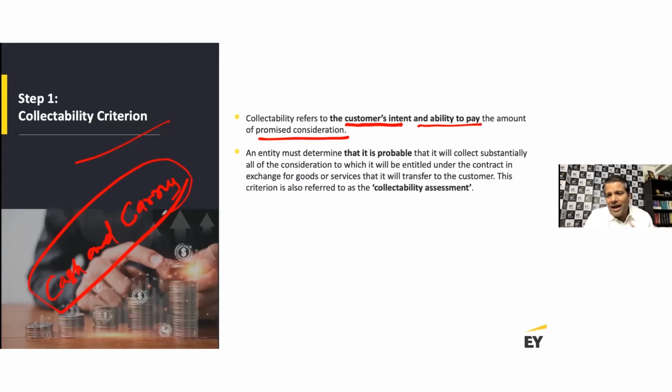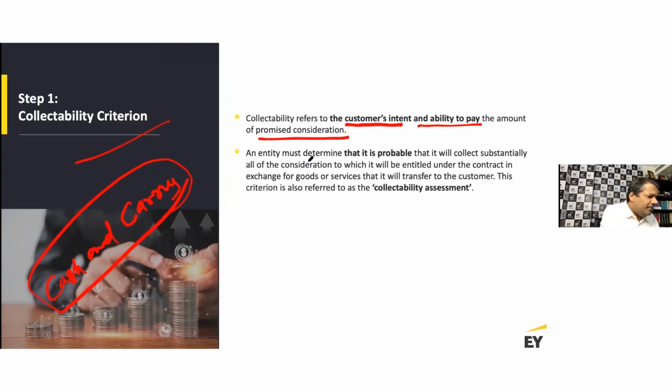So in a way, I no longer have faith that you have the ability to pay. Even though you have an intent to pay, you don't have the ability to pay, and hence I'm going to put you on cash and carry. If you don't have the faith that the customer will have the ability to pay, then you will not be able to record revenue. You will only record revenue when you actually collect the money. And hence, again, it's an area of judgment.